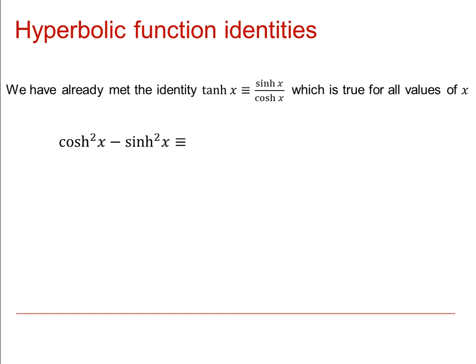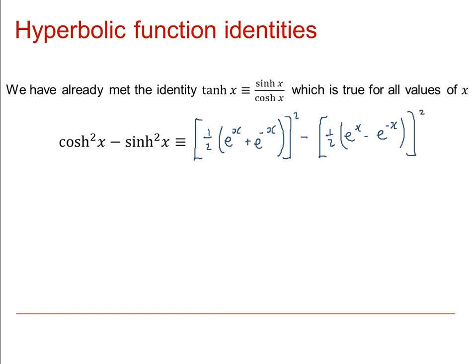And if we look at the definitions of these, remember that cosh is 1/2 e to the x plus e to the minus x. So therefore we want to square that and subtract from that 1/2 of e to the x minus e to the minus x, all squared.